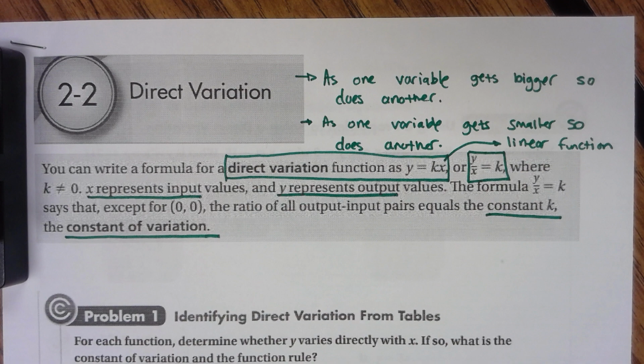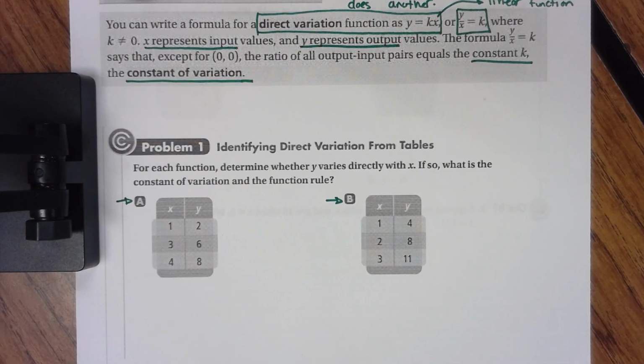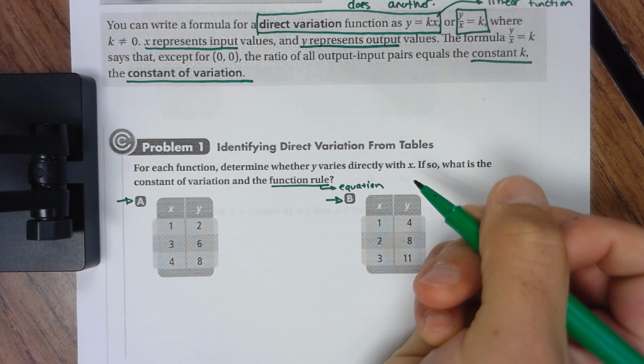All right. After you jot down all of that, so again, add in those tables. I'll give you a sec to do that. Okay, so with these tables, our task is to determine whether y varies directly with x. If it does, we're going to identify the constant of variation. Write an equation if it does vary directly with x.